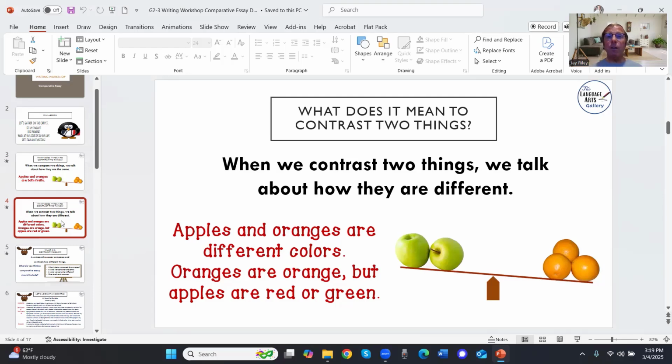So our apples and our oranges are what we call topics for comparison, or topics of comparison. And in our essay, our hometown and Alaska are going to be our topics of comparison.